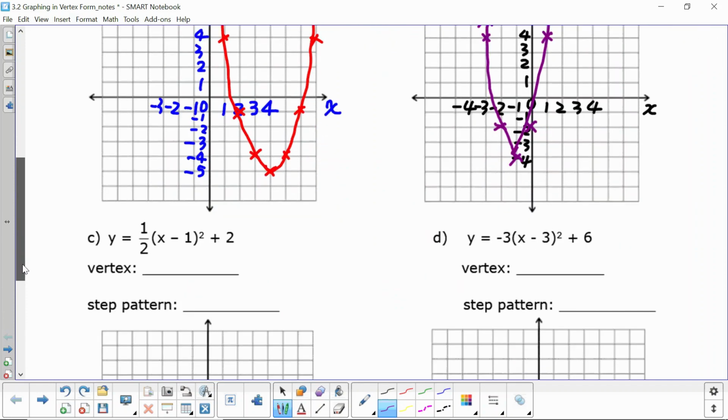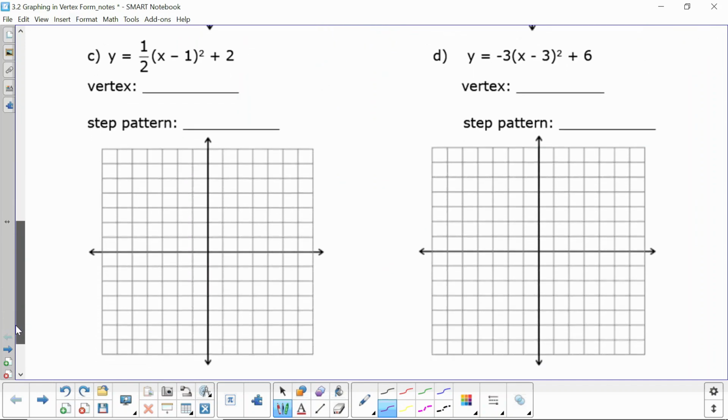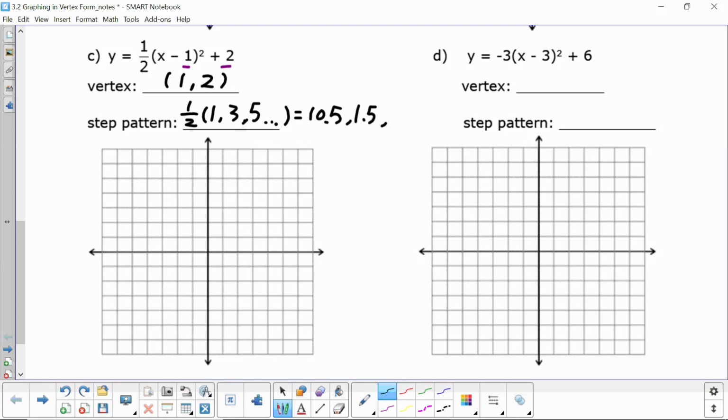Okay, so now we are going to continue. I will graph C together, then D, you graph it by yourself. So for this one, the vertex (p, q) is (1, 2). And the step pattern is a times 1, 3, 5, so it will give you 0.5, 1.5, 2.5, and so on. So continue. It's the next slope, rise over run, okay?